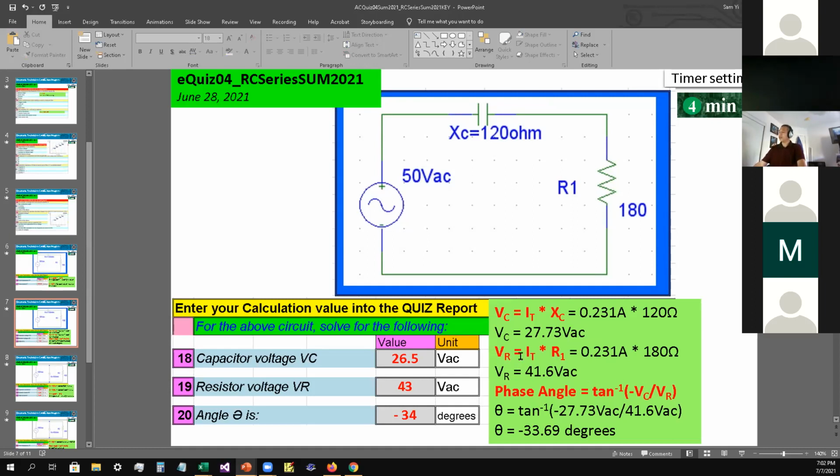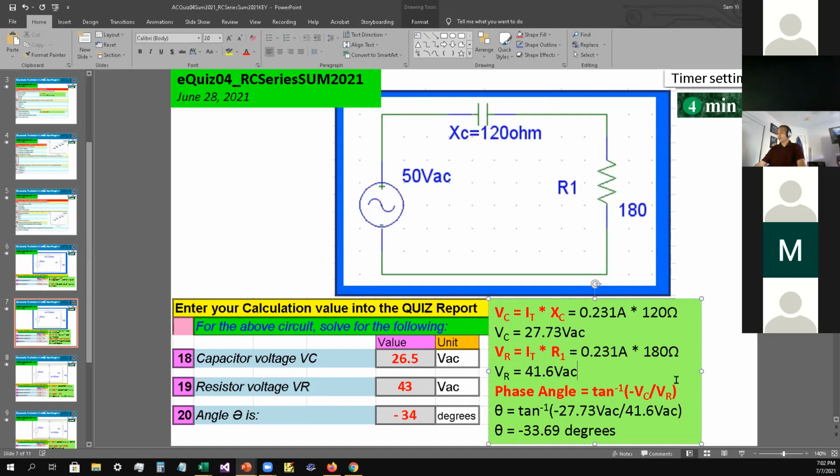Next one, the resistor voltage: VR equals IT times R1. So therefore 0.231 amps times 180 ohms. That comes to 41.6 VAC. This one comes to 43, so that's close enough.